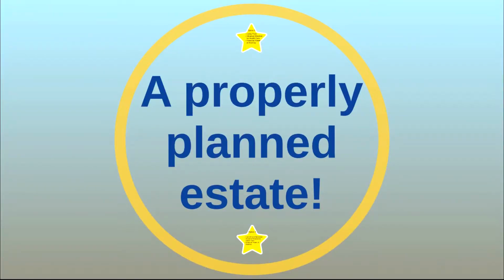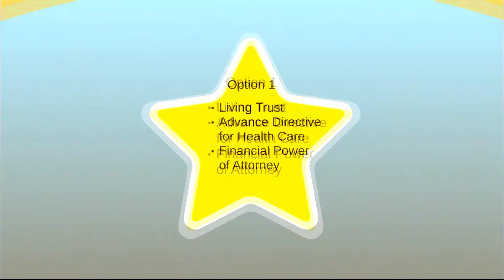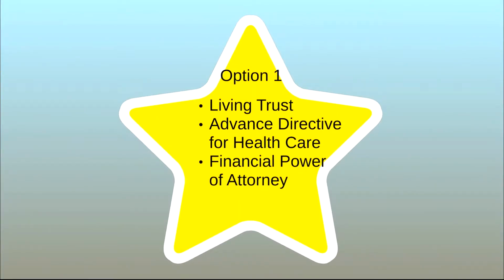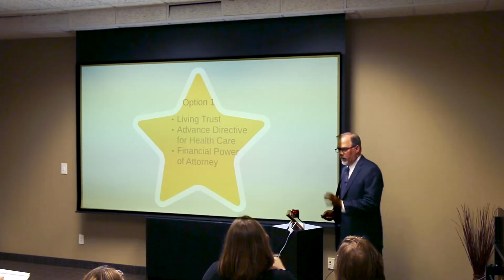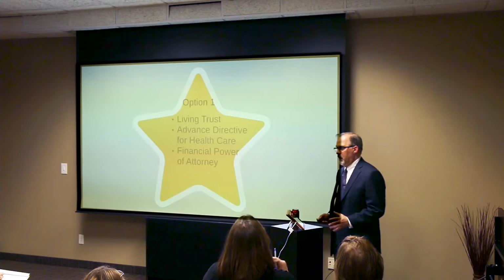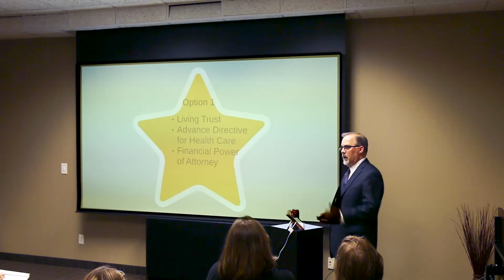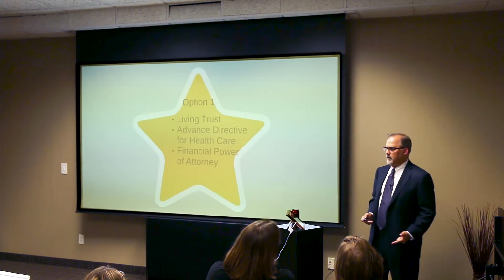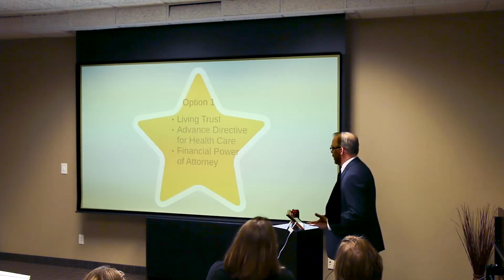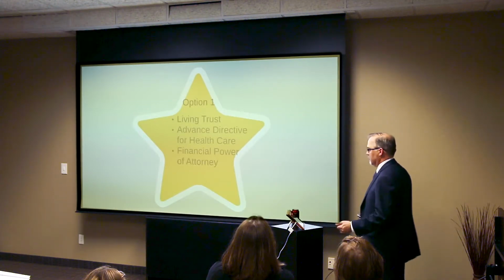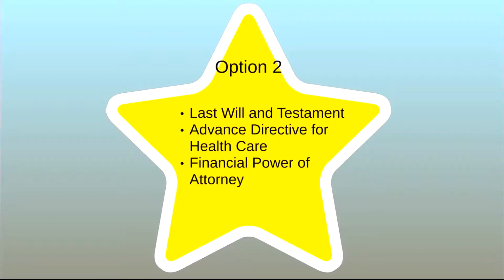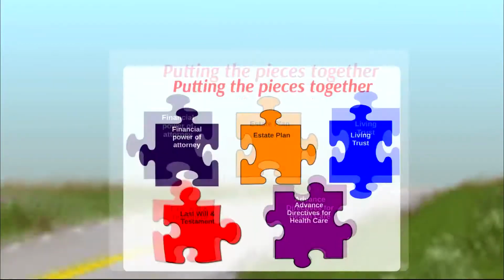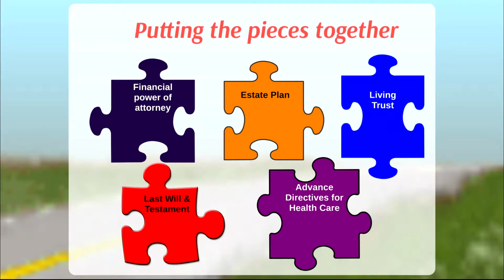Let me talk about how the whole package fits together. If you have a living trust, there are two other documents you need. An advance directive for health care, which is a little bit of shorthand because we're really talking about three documents in one. It's a medical power of attorney, an advance directive for health care, and a HIPAA authorization. Let's just call it an advance directive. And a financial power of attorney. Under the will, we're going to have the will and these additional advance directives and financial powers of attorney. So we've got to put all of these pieces together.